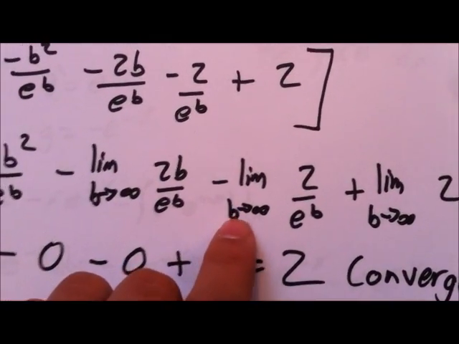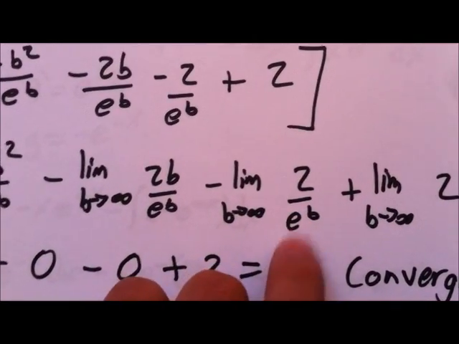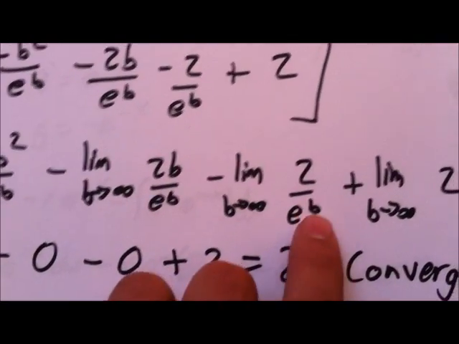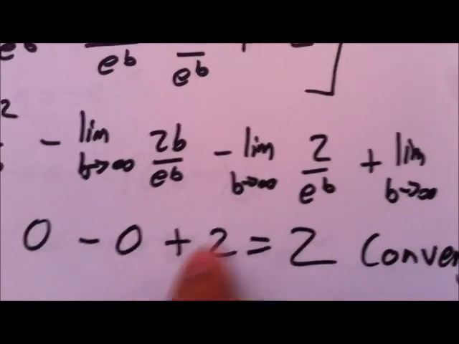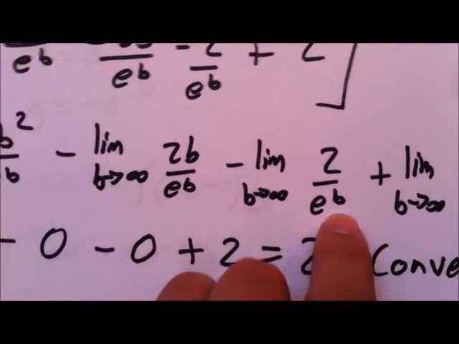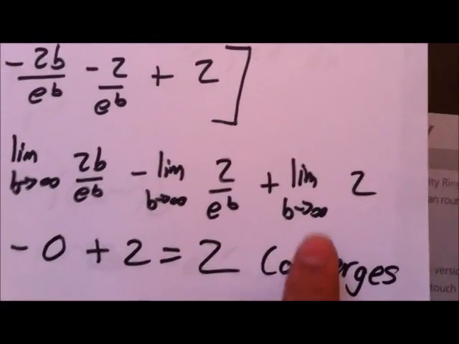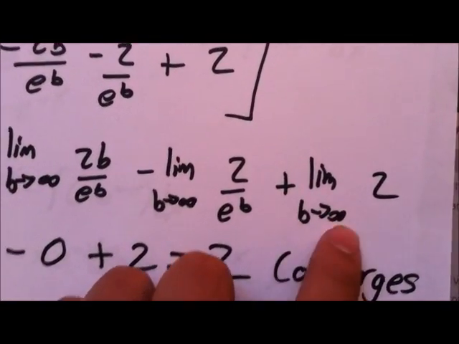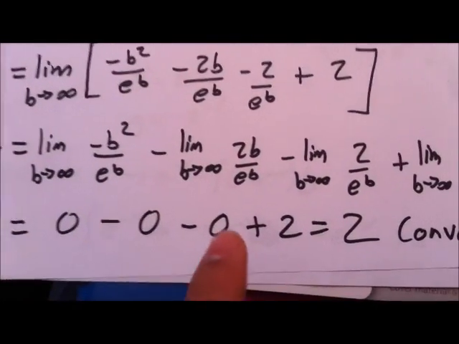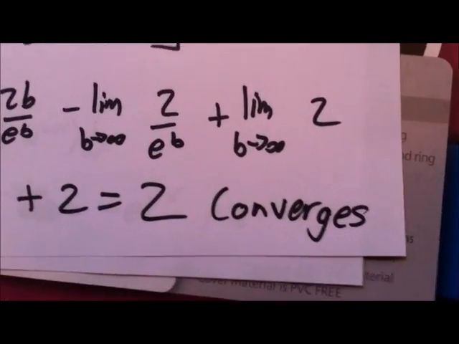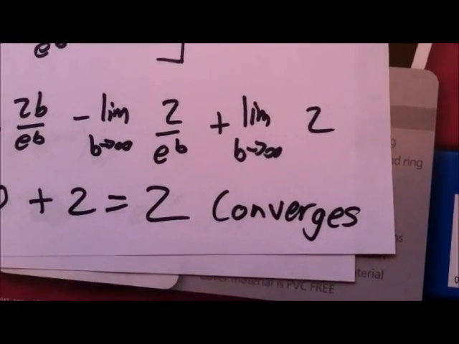And almost our last one is 2 over e to the b as b tends to infinity, which is also going to equal 0 because e to the b increases a lot faster than the numerator. And finally, the limit as b tends to infinity of 2 equals 2. Therefore, 0 minus 0 minus 0 plus 2 equals 2. Therefore, our improper integral converges to 2.